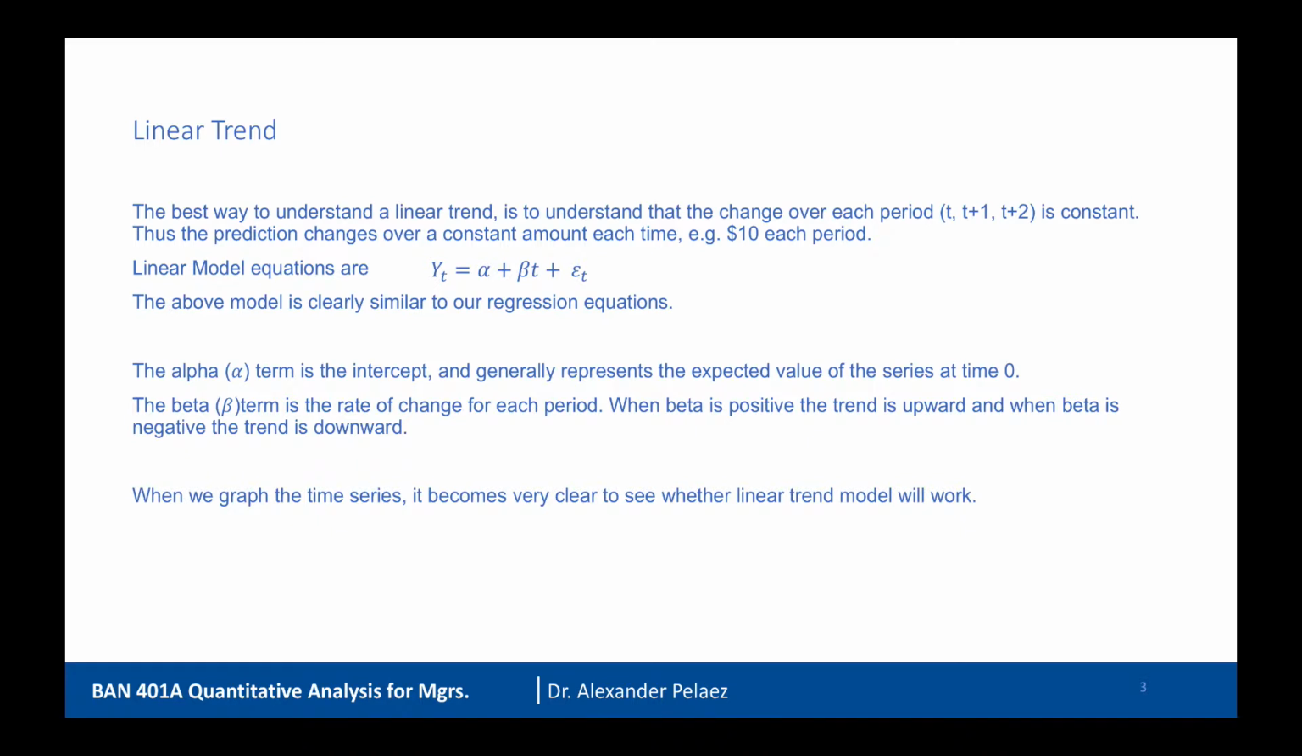The alpha term is the intercept, and generally represents the expected value of the time series at time 0. The beta term is the rate of change for each period. So when beta is positive, the trend is upward, and when beta is negative, the trend is downward. And when we graph our time series, it becomes clear to see whether a linear trend model will work or not.